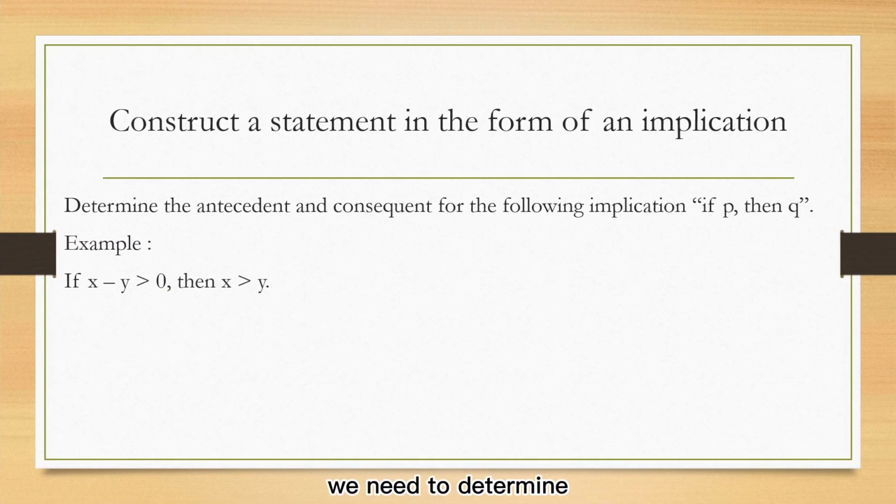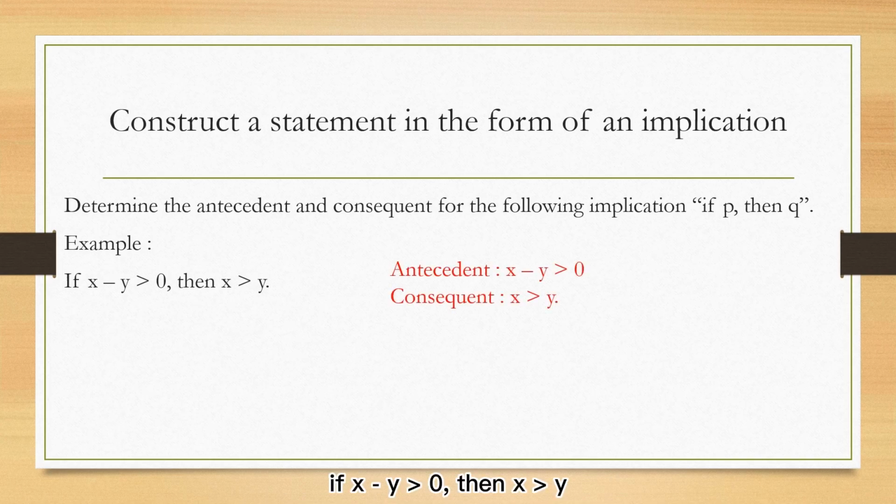We need to determine the antecedent and consequent for the following implication. Example, if x minus y is greater than 0, then x is greater than y. The antecedent is x minus y greater than 0, and the consequent is x is greater than y.